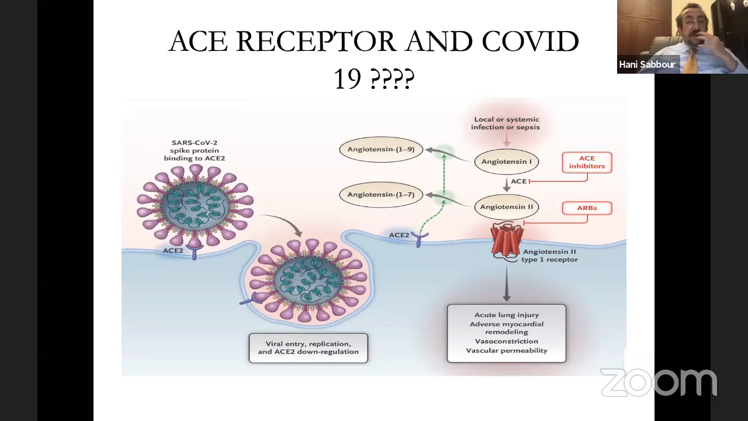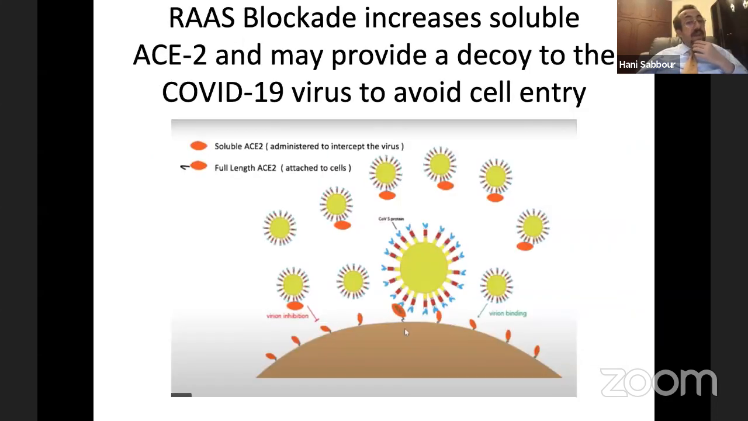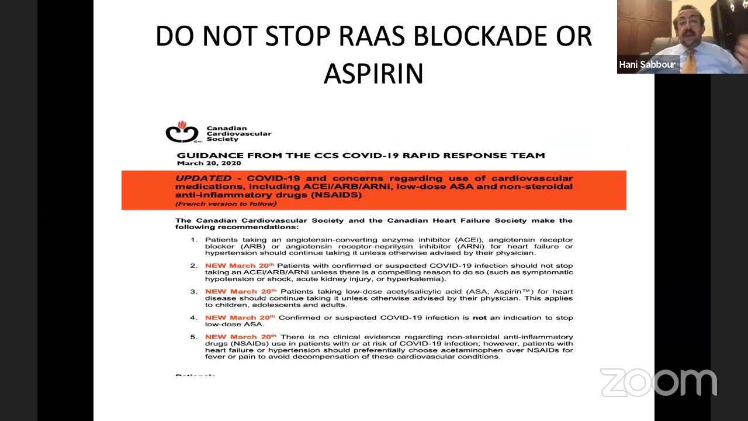We all remember this strange controversy that came up from a small letter to the editor about ACE inhibitors and COVID-19, which turned out to be completely false. After a lot of debate, finally, as the Journal of Hypertension stated, there is no evidence to abandon RAAS blockers. Even our approach to science was modified by COVID-19, and particularly in hypertensive patients, this is a critical intervention therapy. In fact, it turns out that RAAS blockade increases soluble ACE2 and provides a decoy to the COVID-19 virus. So this was false news. And of course, all the societies finally came up with the idea not to stop ACE inhibitors, ARBs, or ARNI in heart failure or hypertension during COVID-19.